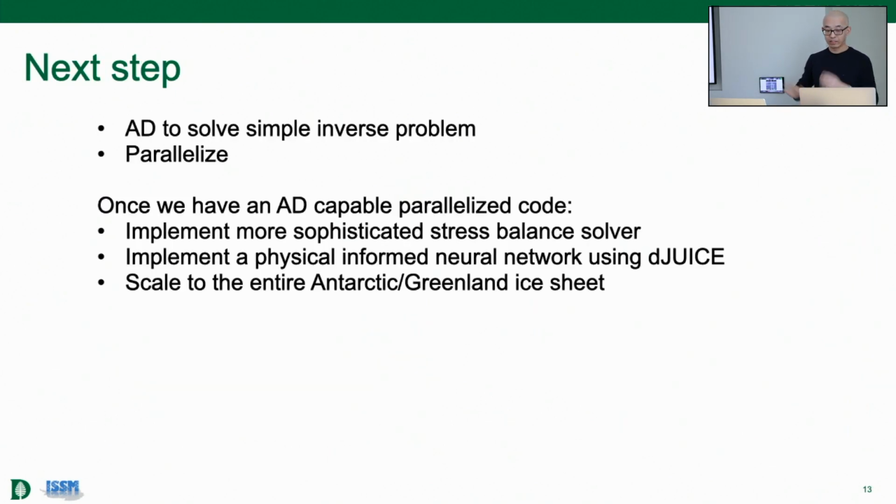And the next step is to make it work for a simple case inversion, and then parallelize, because apparently, I didn't tell you, in ice modeling the problem size is very big, so we definitely need parallelization. And then put in neural networks to replace physical laws, or even do physics-informed artificial neural networks. And also scale to the whole of Greenland and Antarctica.